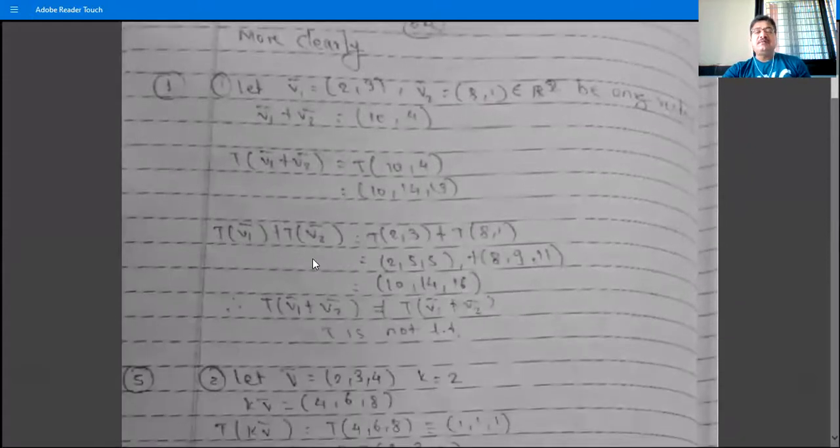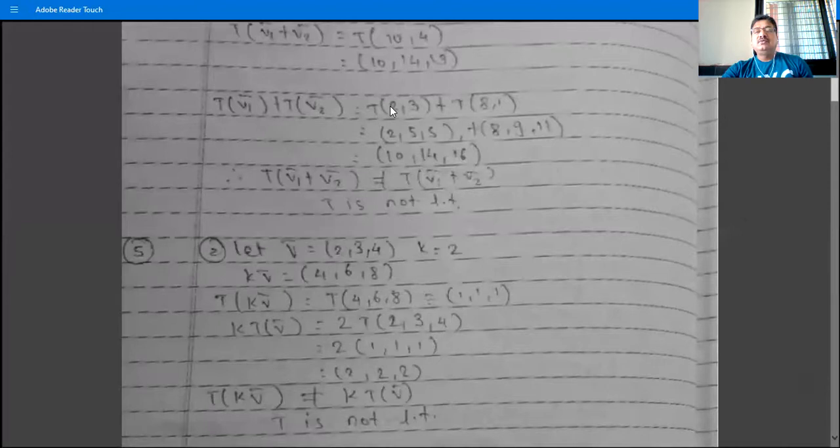And then what is T of V1 plus T of V2? T of (2, 3) is (2, 2 plus 3 which is 5, 2 plus 3 which is 5) by using the definition. And T of (8, 1) is (8, 8 plus 1 which is 9, 8 plus 3 which is 11). The addition of these two is (10, 14, 16). And this is not equal to (10, 14, 13). So T of V1 plus V2 is not equal to T of V1 plus T of V2.